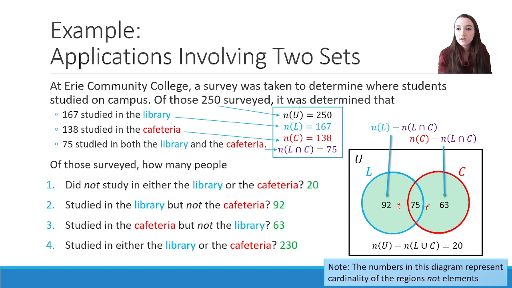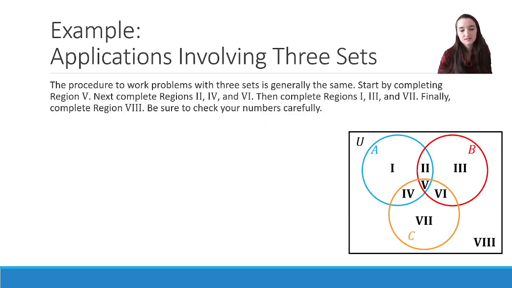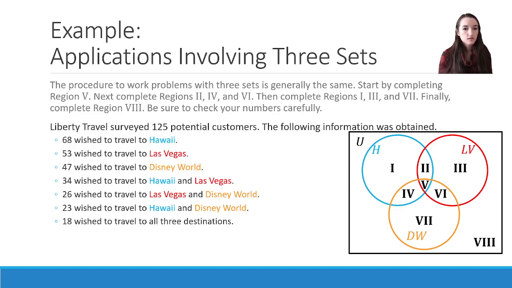So that's how we can explore an application involving two sets. But we're going to, of course, have to expand this to what if it was three sets instead. It's going to be a very similar type of problem, but a lot more statements have to be made for us to fill it in. So, Liberty Travel surveyed 125 potential customers. The following information was obtained. 68 wished to travel to Hawaii, 53 to Vegas, 47 to Disney World, 34 to Hawaii and Vegas, 26 to Vegas and Disney World, 23 to Hawaii and Disney World, and 18 to all three.